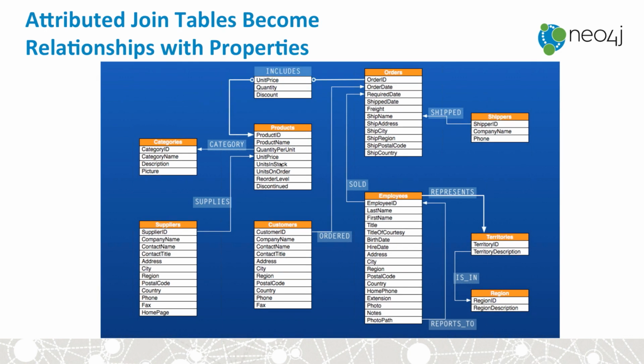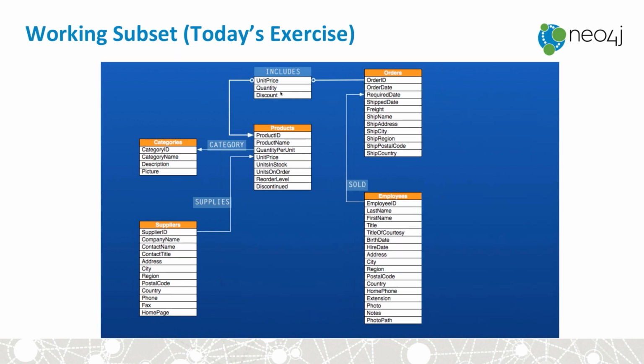And if there are attributes on the join tables, then those become properties in the relationship. So you can see here an order includes products, and as part of the include relationship, there are several properties including the price and quantity and any discount applied. So we're going to work with a subset of this data today with our Northwind graph model.